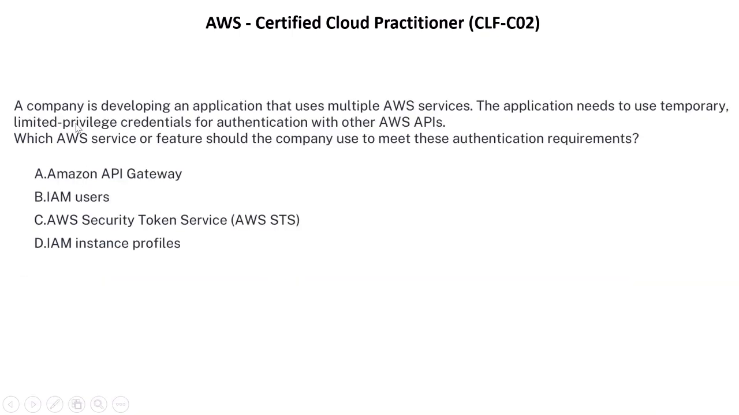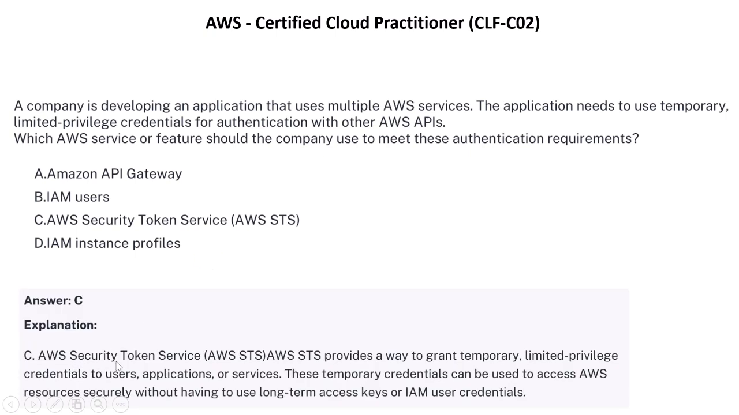Next question. A company is developing an application that uses multiple AWS services. The application needs to use temporary limited privilege credentials for authentication with other AWS APIs. Which AWS service or feature should the company use to meet these authentication requirements? The options are: option A, Amazon API Gateway. Option B, IAM users. Option C, AWS Security Token Service, that is AWS STS. Option D, IAM instance profiles. The correct answer is option C, AWS Security Token Service.